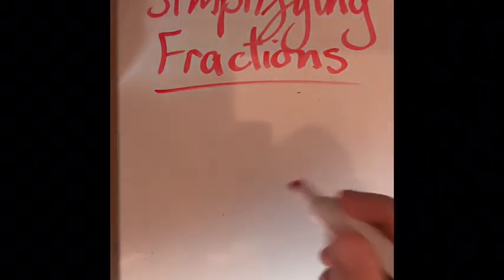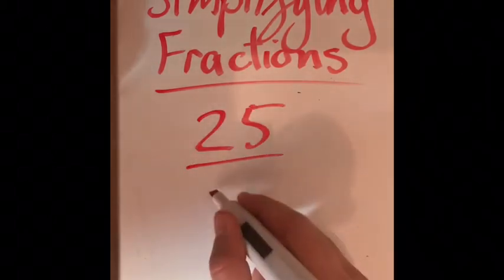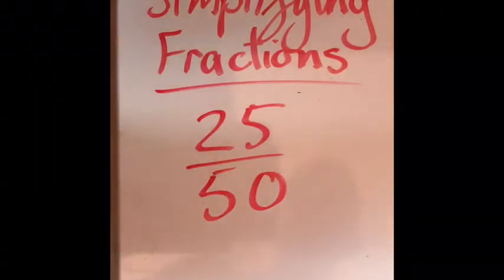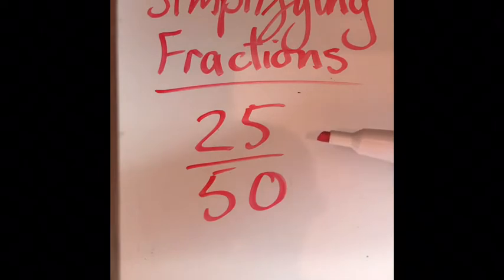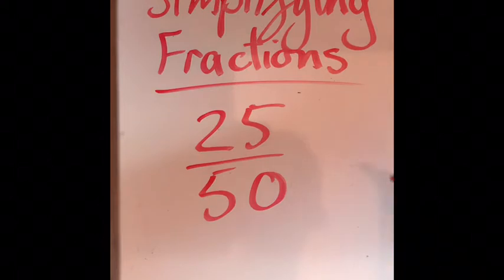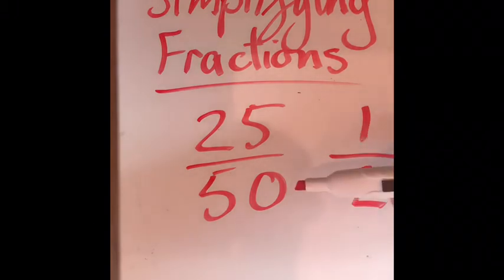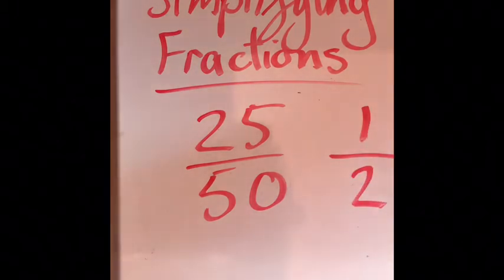Okay, so simplifying the fraction. For example, you've got 25 over 50. Simplifying a fraction is by rewriting the fraction using the smallest top and bottom number that we can. So for example, 25 over 50, we can rewrite that as 1 over 2, because 25 is half of 50.